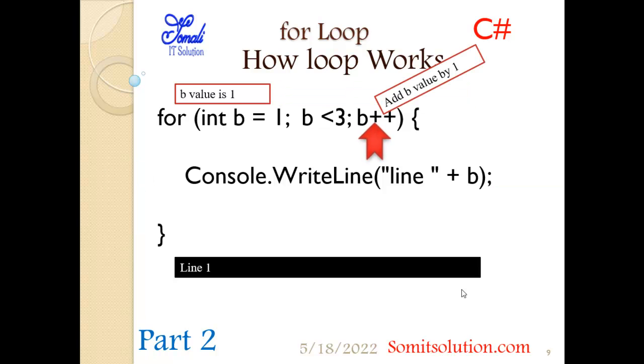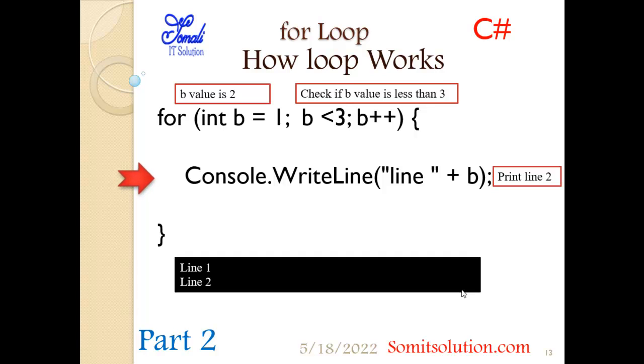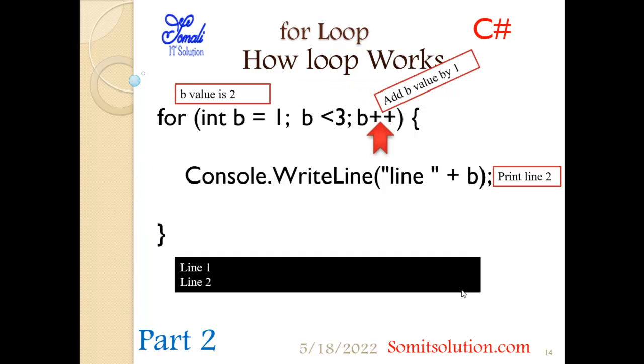Add b value by 1 and b value becomes 2. Check if b value is less than 3. B value is less than 3 because b value is 2 and 2 is less than 3. Print line 2. Add b value by 1 and b value becomes 3.